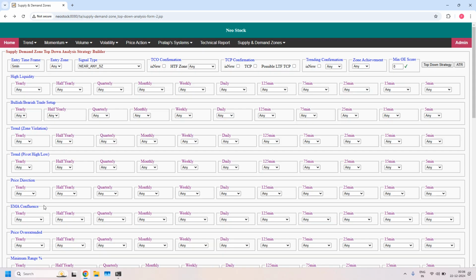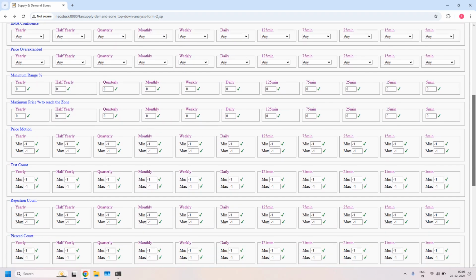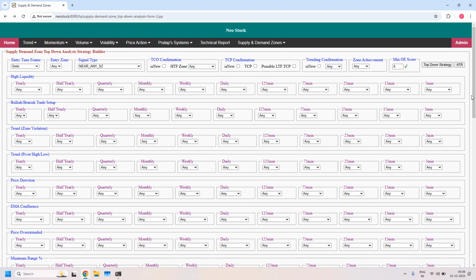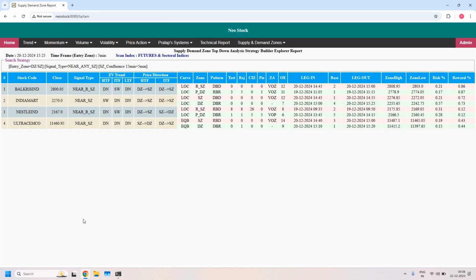The ITF confluence, that is a 5 minute supply zone with 15 minute supply zone confluence. I am enabling that filter. We got 4 stocks. These 5 minute supply zones are part of the 15 minute supply zones in all these 4 stocks. So this is about stocks near demand and supply zones for different time frames.